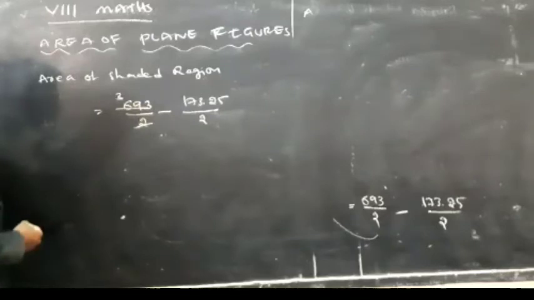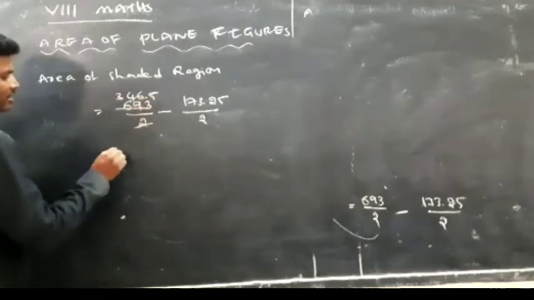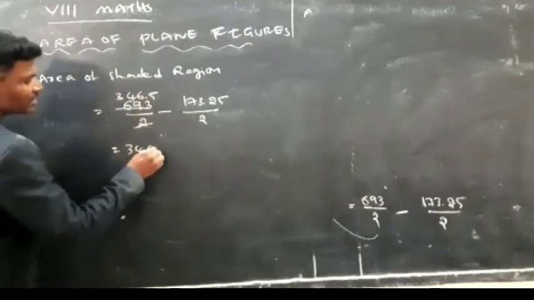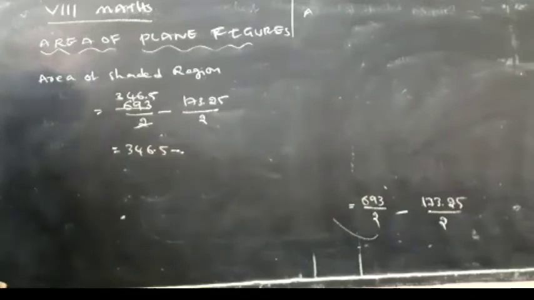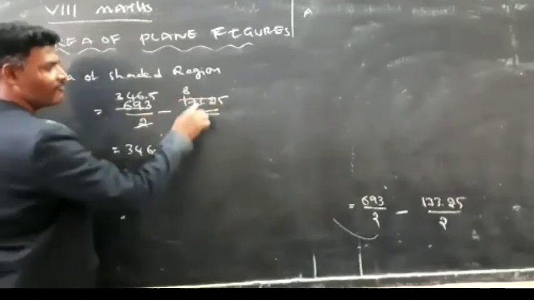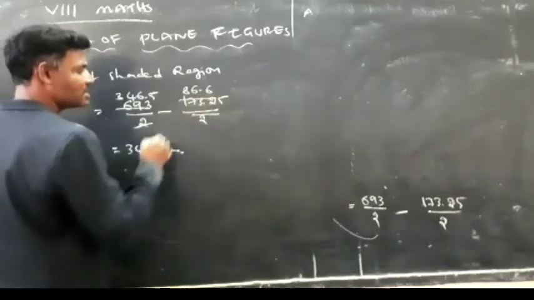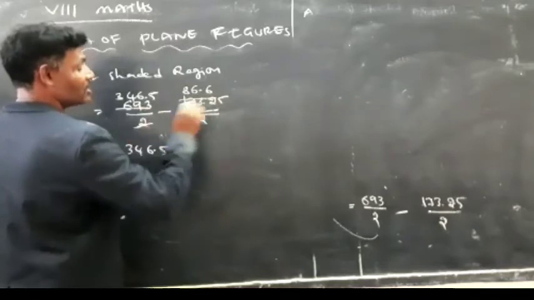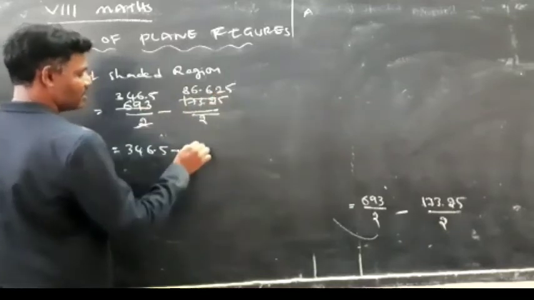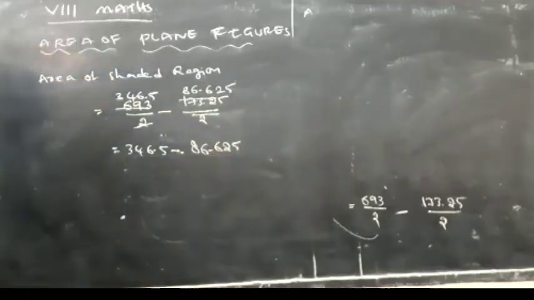2 3s are 6, 2 4s are 8, 1 remaining 12, 2 6s are 12, 2 5s are 10, is equal to 346.5 minus, 2 8s are 16, 1 remaining 13, 2 6s are 12, 1 remaining 12, 2 6s are 12, 1 remaining 14, sorry, 2 2s are 4, 2 5s are 10, 86.625. So after the cancellation, what do you get?